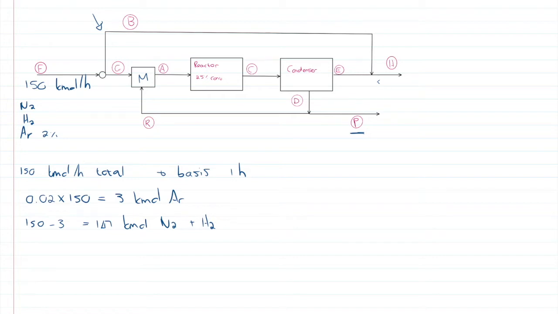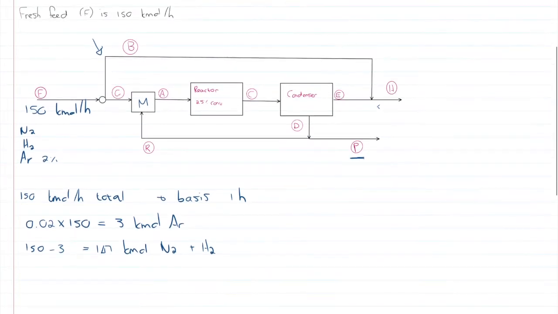So since they're fed stoichiometrically, we can look at the chemical reaction, which is N2 plus 3H2 goes to 2NH3. So if I had 1 kilomole of nitrogen, I would need 3 kilomoles of hydrogen. So I have in total 1 plus 3, so 4 parts. And one of those parts is nitrogen. And 3 of those 4 parts is hydrogen, if I were to just add them together.